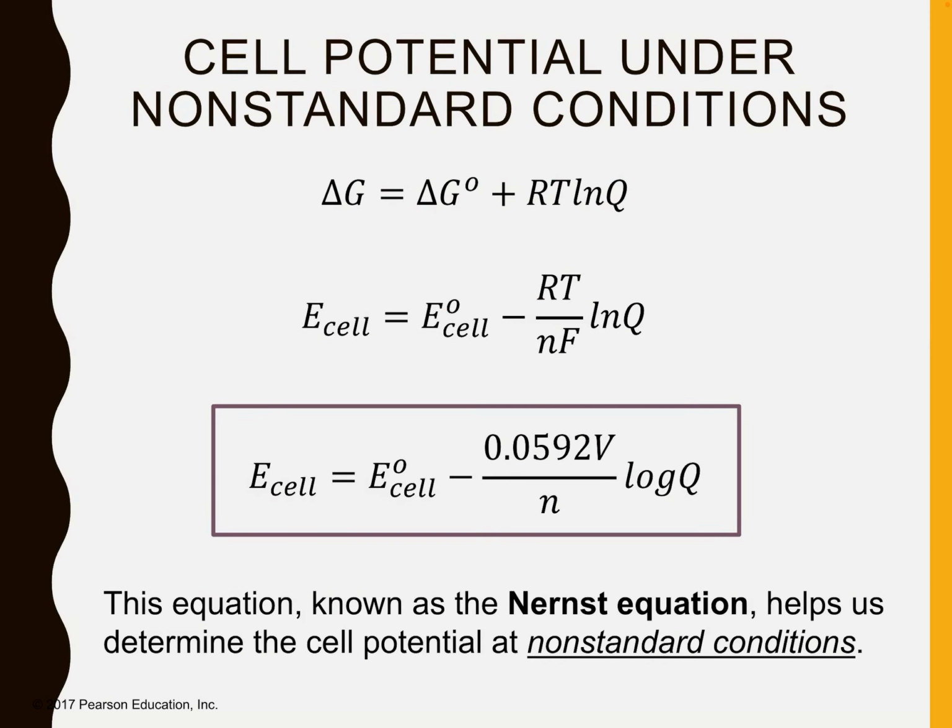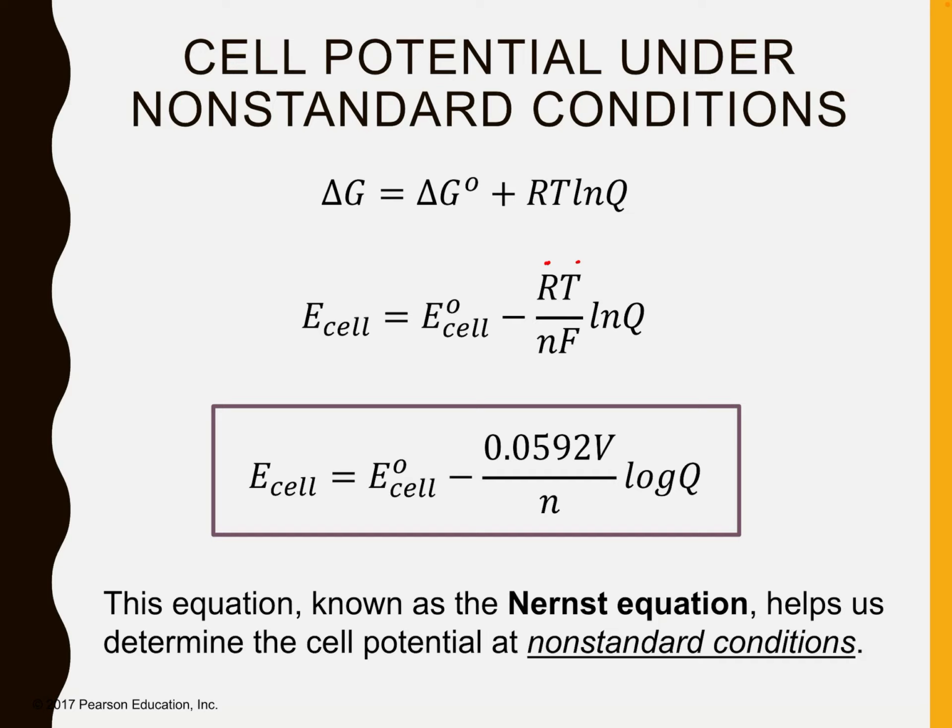Okay, so the first equation should look really familiar. That was from the last chapter. Delta G is equal to delta G naught plus RT natural log of Q. But we can change this and use it for our E values. I've substituted in, and so now we get E is equal to E naught of the cell minus RT over NF natural log of Q.